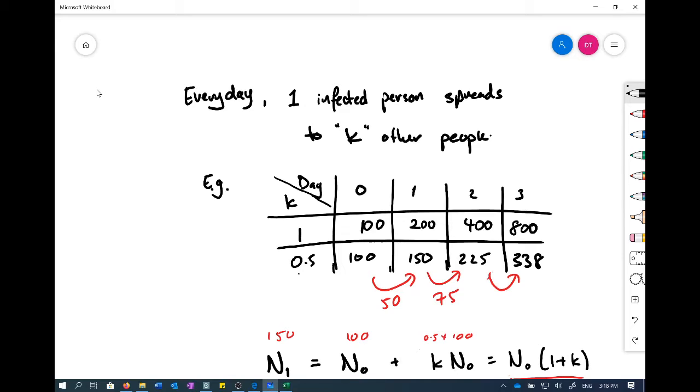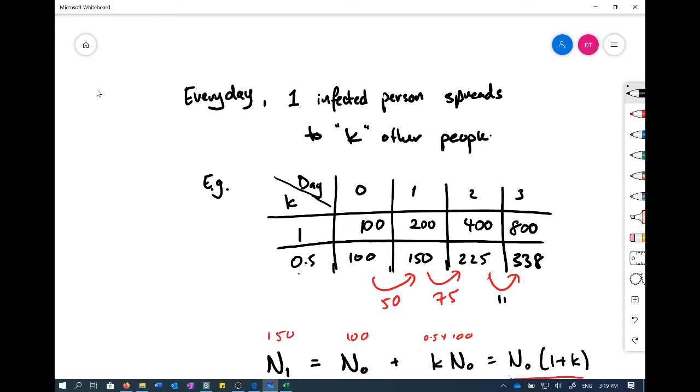Okay, and 0 point something doesn't mean that everybody goes out and infects half a person. You can't infect half a person. Okay, what this means is that some of the infected people do not pass on the infection. So from 100 cases on day 0, maybe you will create 50 new infections. And then from 150, you will create 75 new infections and so on. But again, each day you will see that the number of infected cases actually grows.